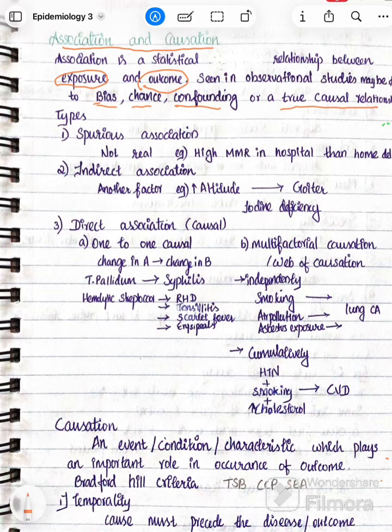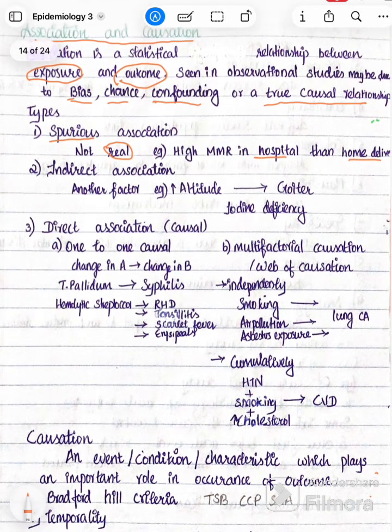Type of association: we have spurious association. It's not a real association. For example, a high maternal mortality rate is noted in hospitals compared to home deliveries. That doesn't mean that home deliveries are safe, because so many severe cases are reported to hospital. That is why the maternal mortality rate is high in hospitals.